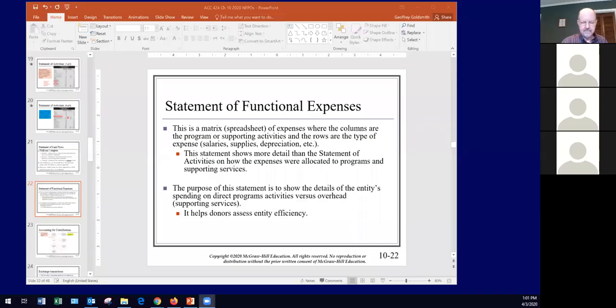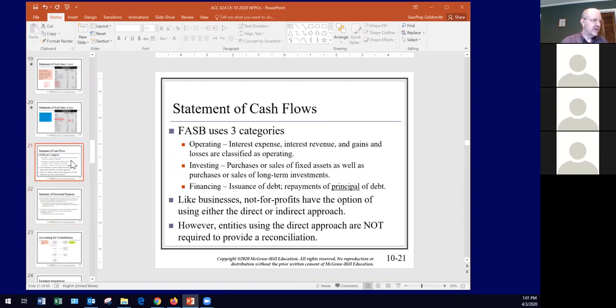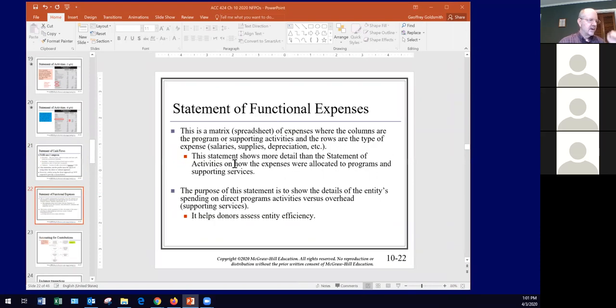Let's see, share screen, screen 2, share. So now you are looking at the slide that says Statement of Functional Expenses. We finished off this one here talking about the Statement of Cash Flows.